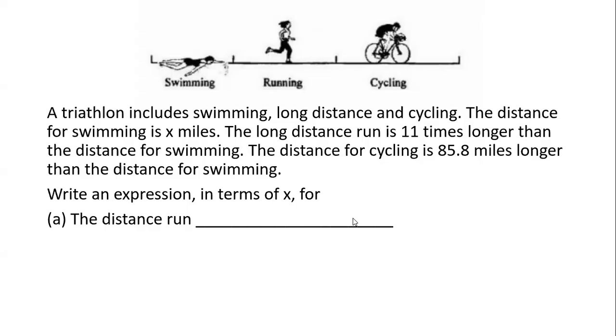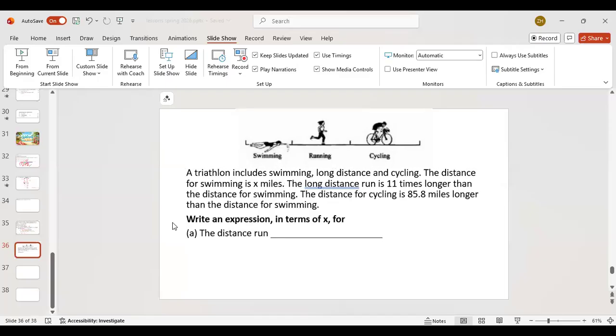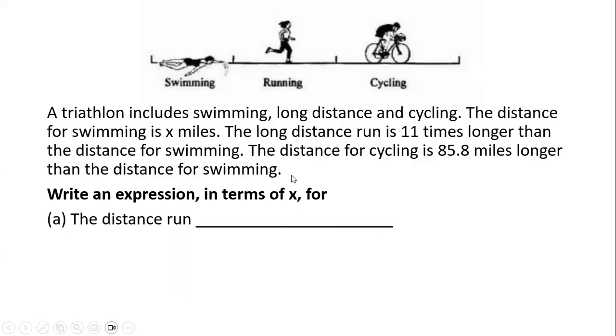Is it 11x? Someone said 11x. Why do you say 11x? Because it means 11 times. It's 11 times longer than swimming, and swimming is X miles. So here we see 11 times x. Very good. So it says the long distance run is 11 times longer than the distance for swimming. It literally says that, 11 times longer. But what is swimming? Swimming is X miles.